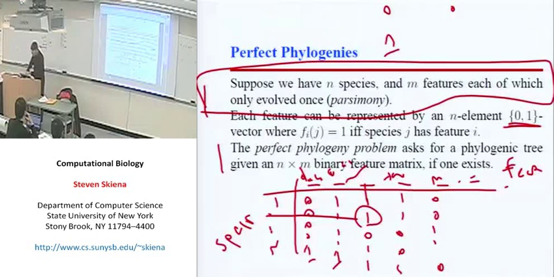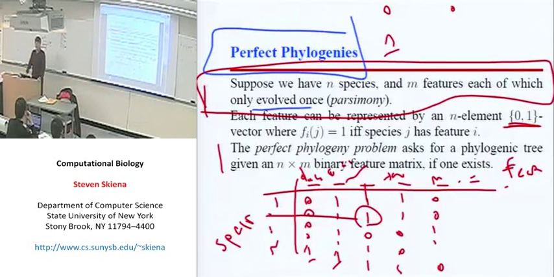When we talk about perfect phylogeny, we are talking about a very special case where we're going to assume that each of these features only evolved once. And the question is, can we find a tree explaining all these species, where each feature evolved only once? That is what we mean by the perfect phylogeny problem. Does that make sense? Any questions?